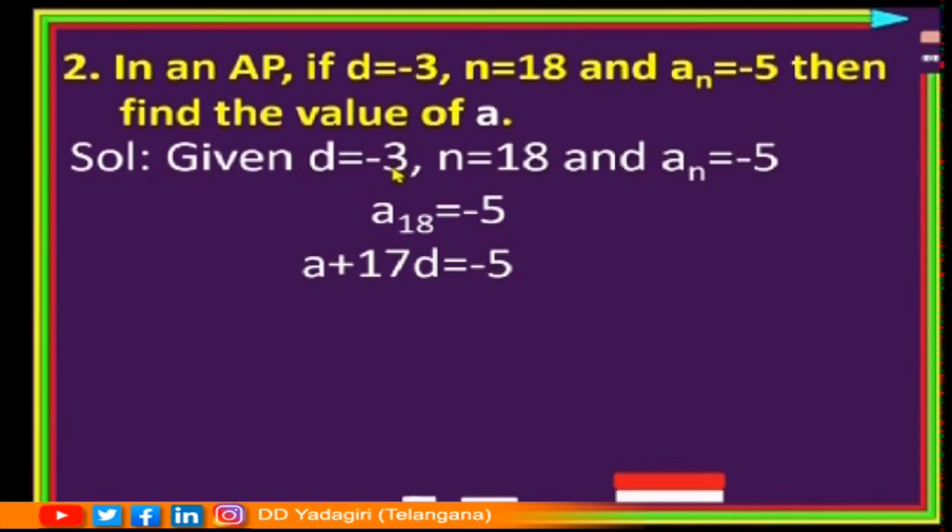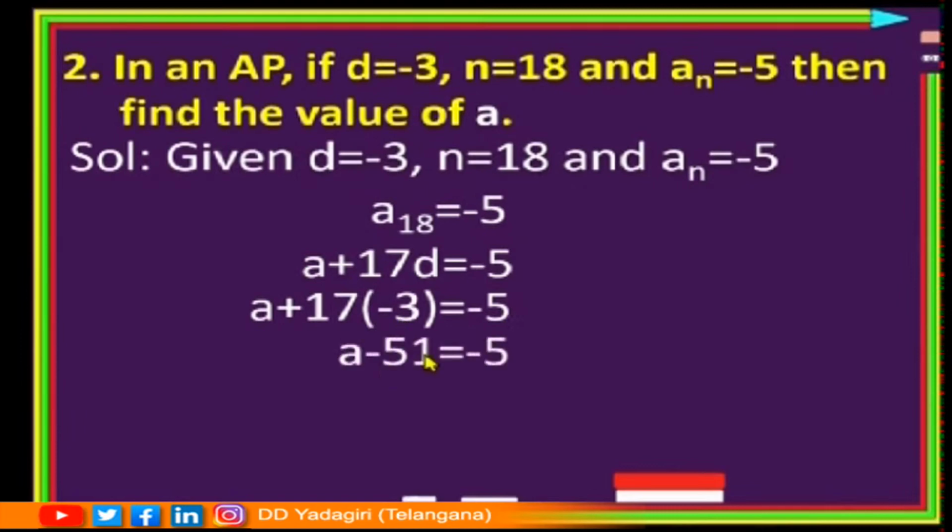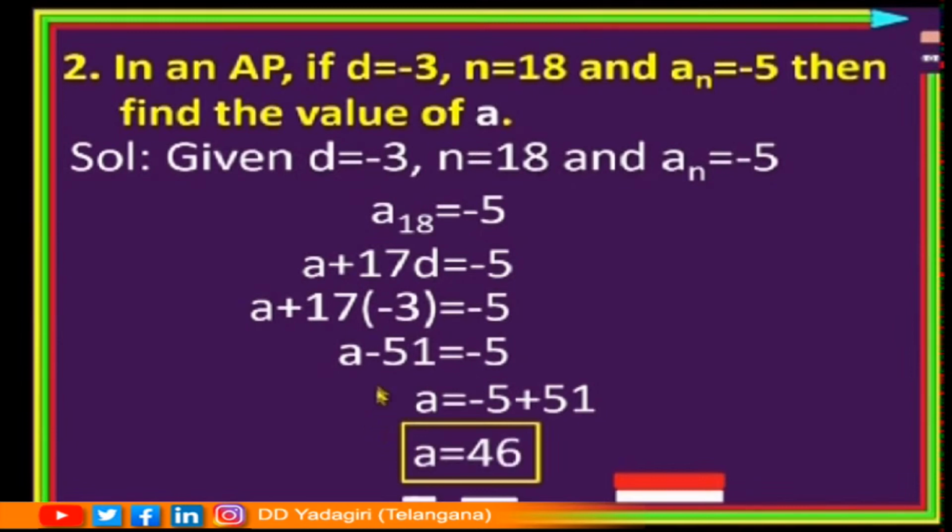Here we have the d value, substitute in this equation, then we will get a plus 17 into minus 3 which is equal to minus 5. What is 17 into minus 3? Minus 51. So a minus 51 is equal to minus 5. Bring minus 51 to the right hand side, we get a is equal to minus 5 plus 51. So 51 minus 5 is 46. Therefore the value of a is 46. So by using the nth term formula we can find the value of a.